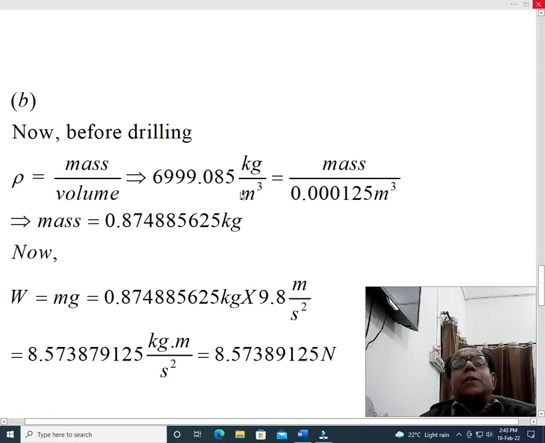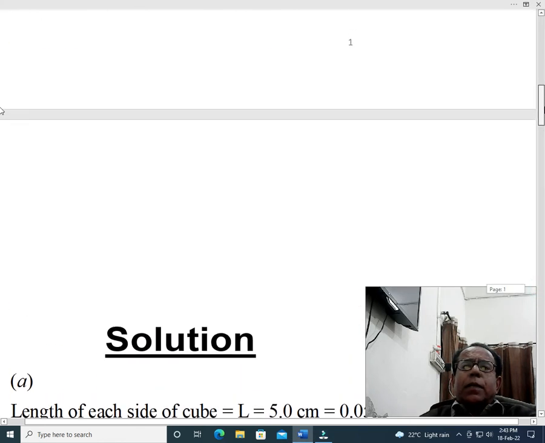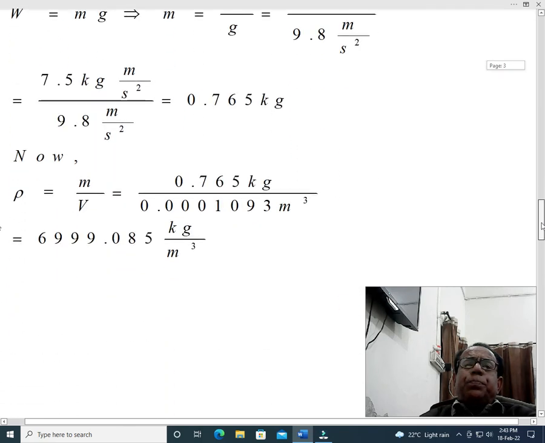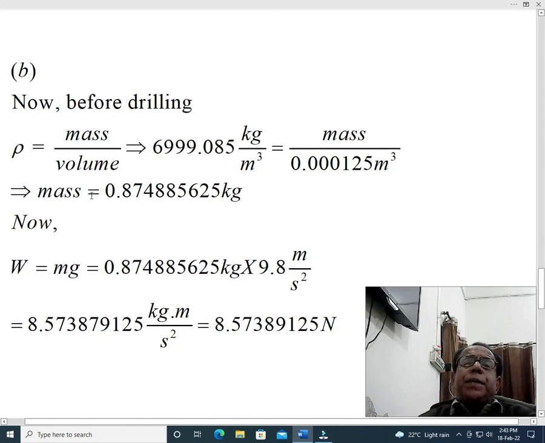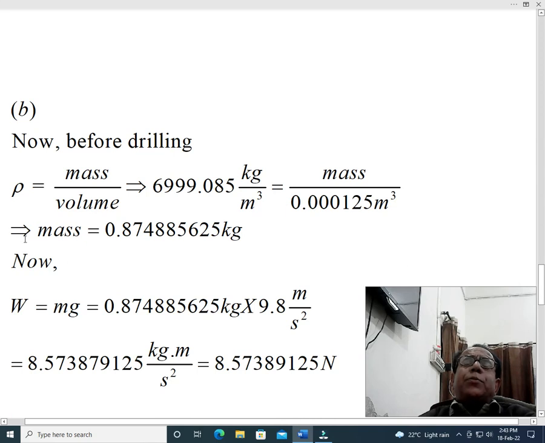Now we come towards part B, which relates to the situation after drilling. Part B: what did the cube weigh before you drilled the hole in it? It relates to the before-drilling situation. So part B, now before drilling, density rho is equal to mass over volume. This implies that density rho we have calculated in previous part A, which is 6,999.085.